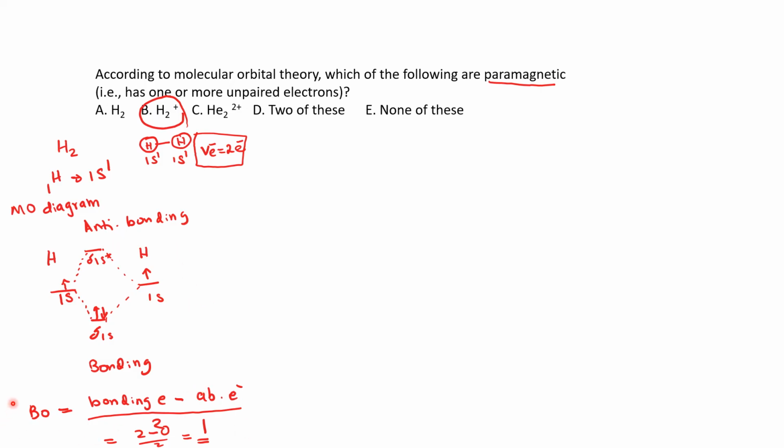So let's calculate the bond order. This is not relevant to the question, but let's take this opportunity to calculate the bond order. Bond order equals bonding electrons minus anti-bonding electrons over 2. So you have 2 bonding electrons and 0 anti-bonding electrons, and you are going to divide it by 2. That makes 1.